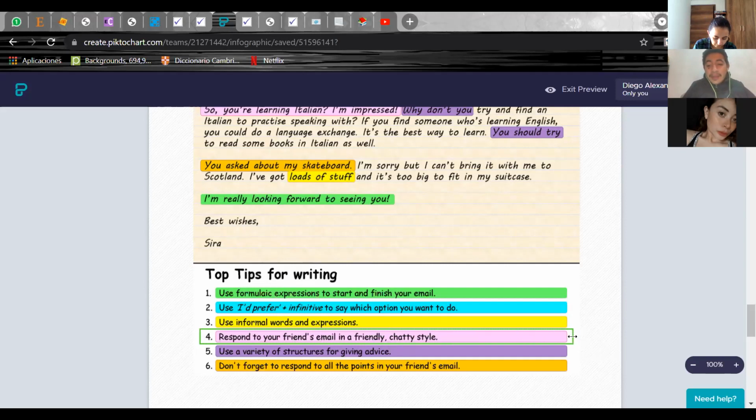So it means that we can write similar to when we write messages on WhatsApp or social networks. So we have to write in a similar way and also in a friendly form.